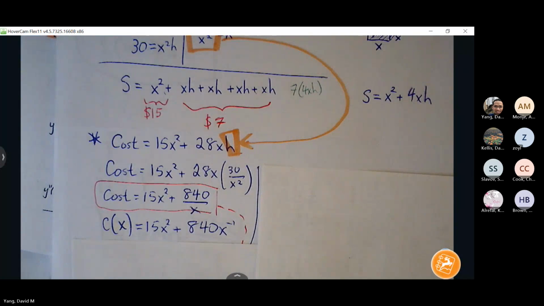And once I multiply that h, replace that h with 30 over x squared. I'm going to clean up that second fractional value. So I get 15x squared plus 840 over x.